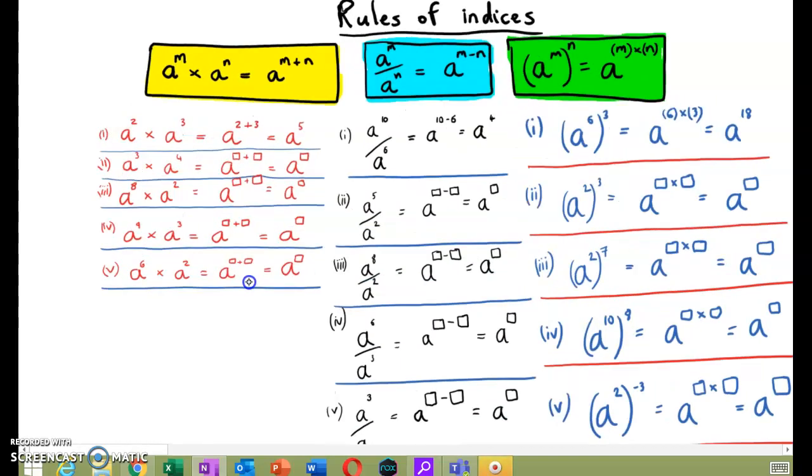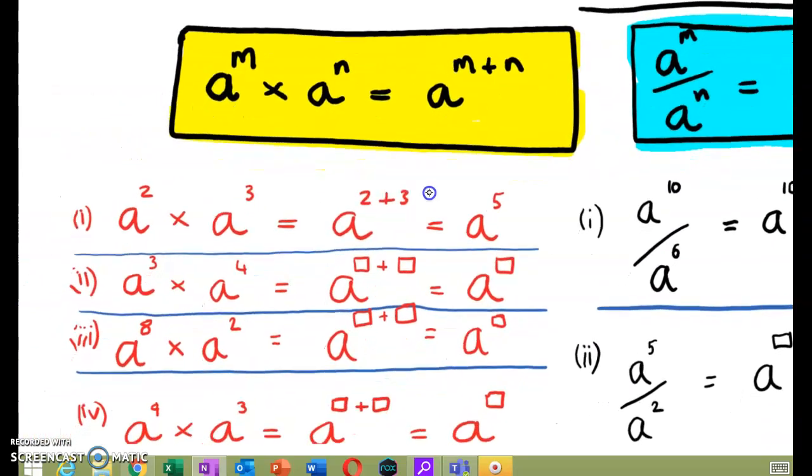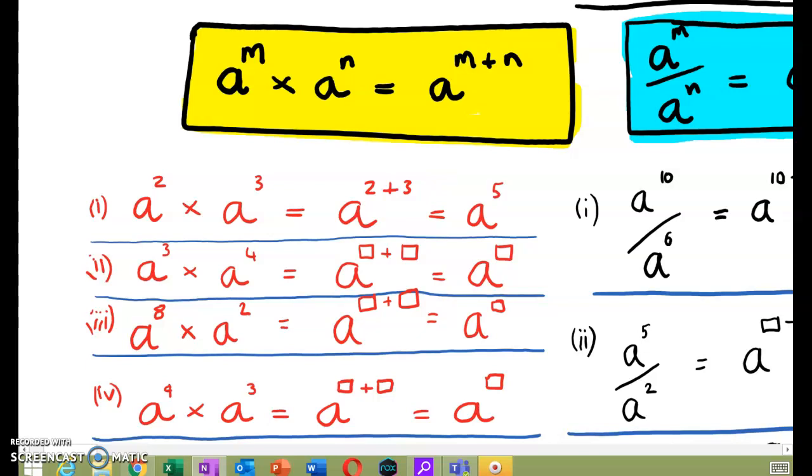In this video we're going to take a look at the rules of indices that come up in the junior cert, and of course they come up in the leaving cert as well with a couple more. So the first three rules of indices. So let's take a look at this first rule, the one in yellow.